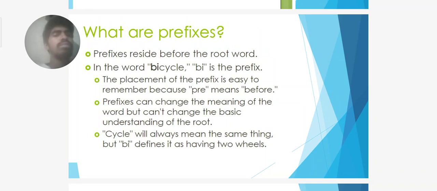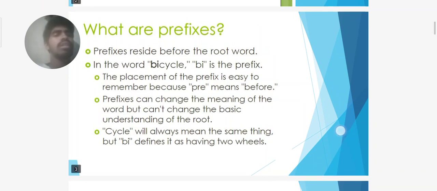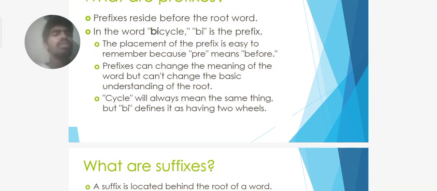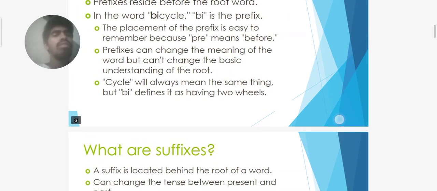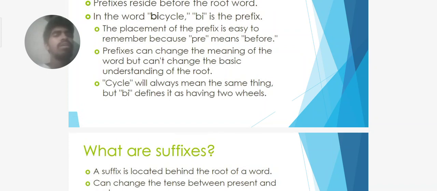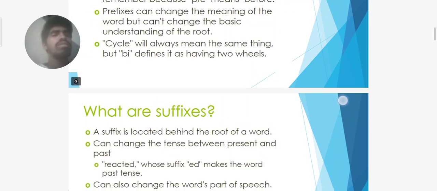So this is important. Prefixes can change the meaning of the word but cannot change the basic understanding of the root. Cycle will always mean the same thing, but bi defines it as having two wheels. So in root words, prefixes are very important to learn, and also suffixes.